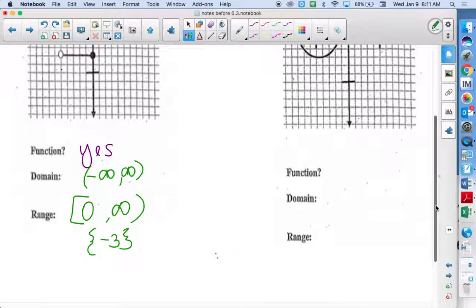And then the other part would be from 0 to infinity. That's for the two diagonal lines at the top. Questions? That one's a little trickier.